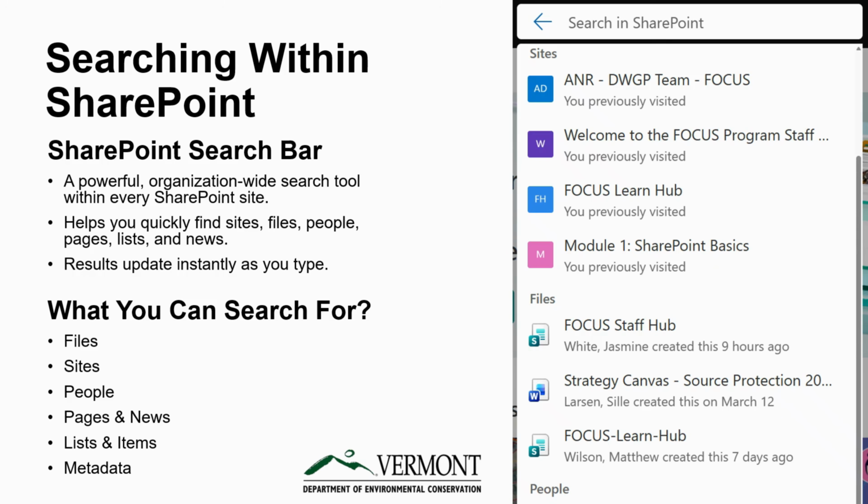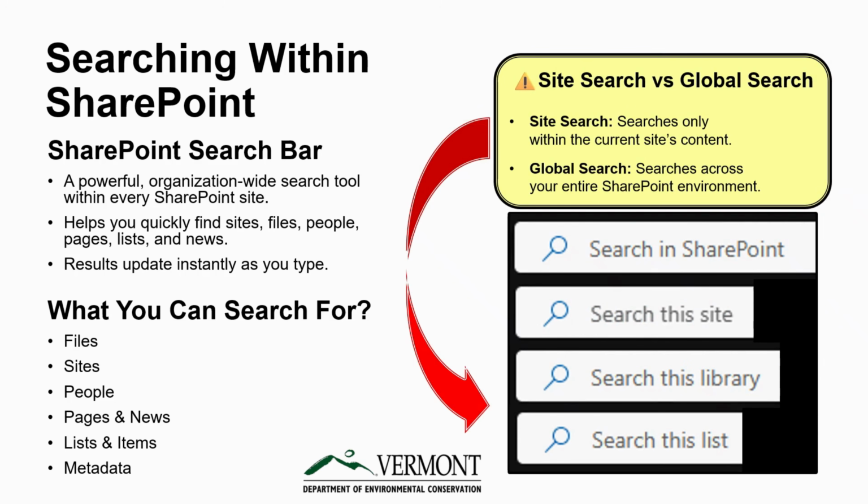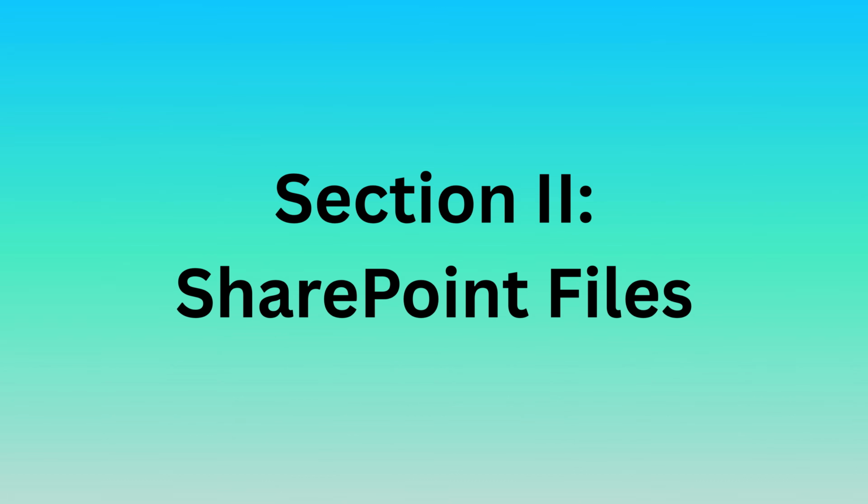One easy way to immediately determine where you're searching is to look at the placeholder text within the search bar. That placeholder text updates based on where you're searching, such as searching this in SharePoint, this site, this library, or this list.